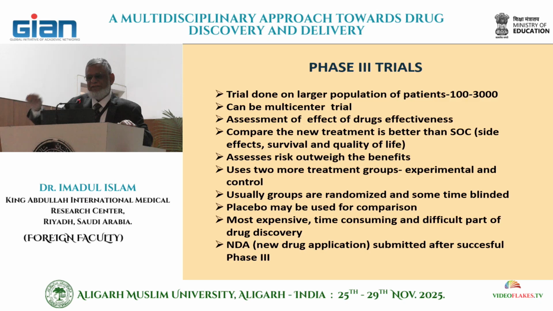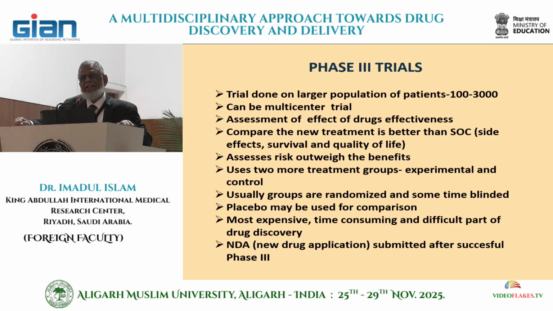That's the reason for that. And that's why I put a little bit longer so that everyone can understand. Trial done on larger population from 100 to 3,000. The numbers depend on the therapeutic area also. In cancer, you don't get that many patients. But in cardiovascular these days and diabetes, everybody has at least one of them. Even 30-year, 40-year-old, so you get a lot of patients. That's why the number is there.